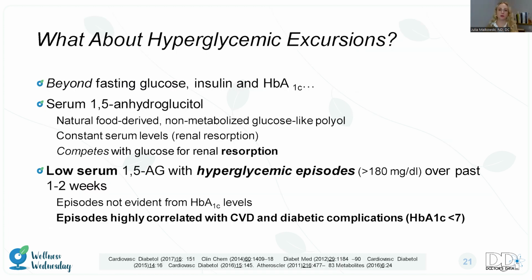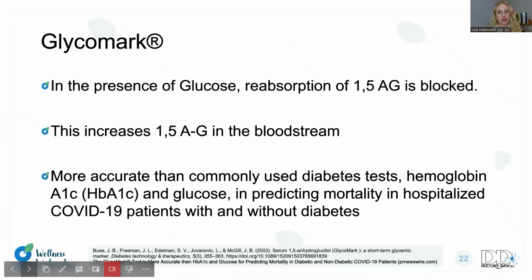And then the last puzzle piece here is going to be hyperglycemia. So we want to move beyond that fasting glucose, insulin, and hemoglobin A1C. We're going to look at that serum glycomark, and that tells us what occurred over the past 1 to 2 weeks. So it's very important to know this information. And then the glycomark itself is actually correlated with cardiovascular disease and diabetes. So glycomark is an independent factor.